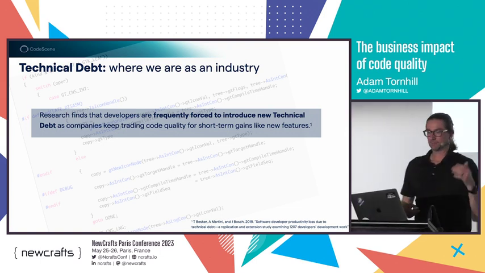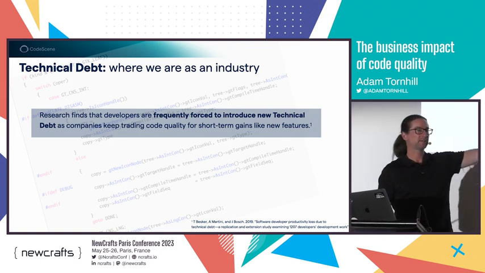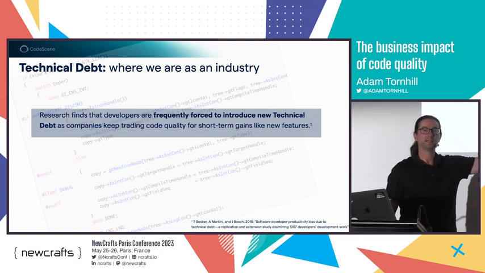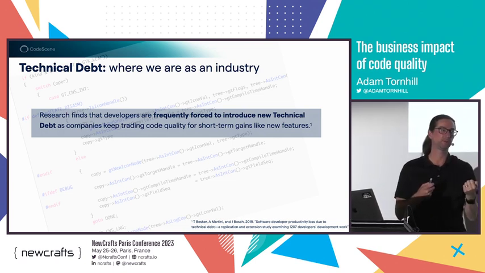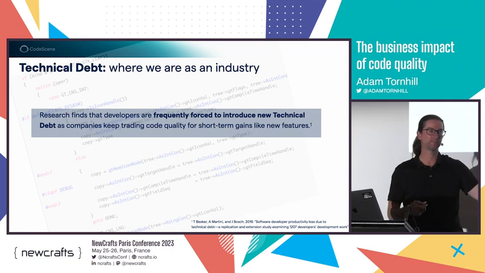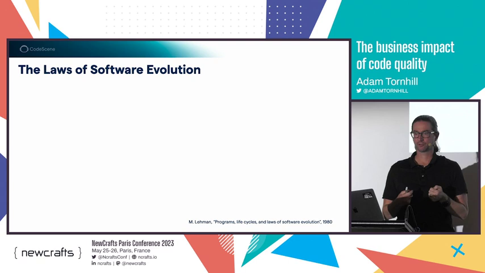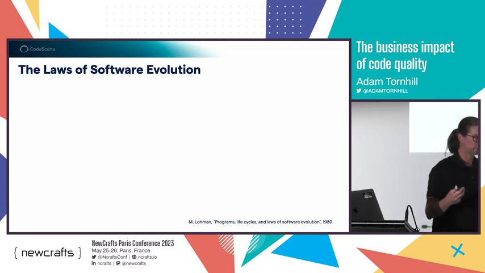I've been thinking about that for a long time. Why is that the case? Why do we keep repeating these same mistakes decade after decade? And I like to think that the root cause lies in feedback. So let me take you on a short journey through the laws of software evolution.